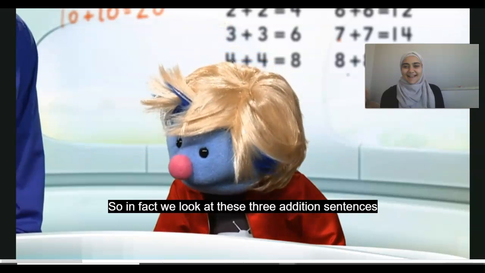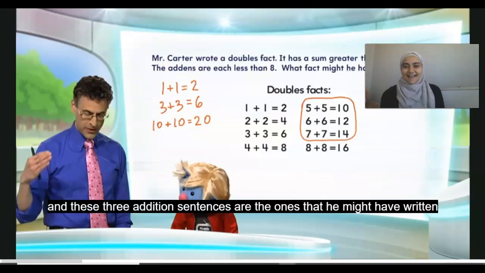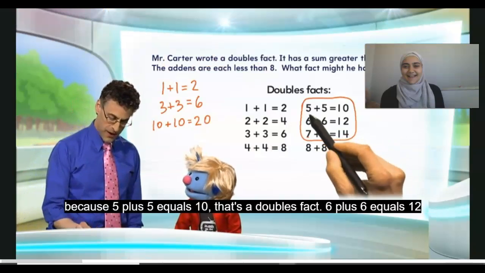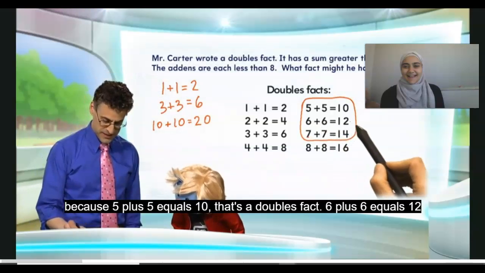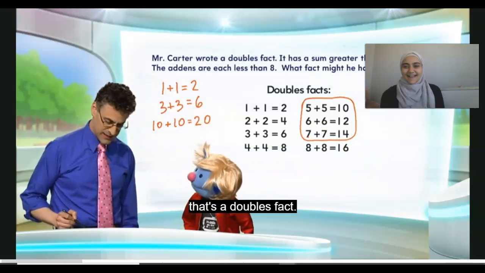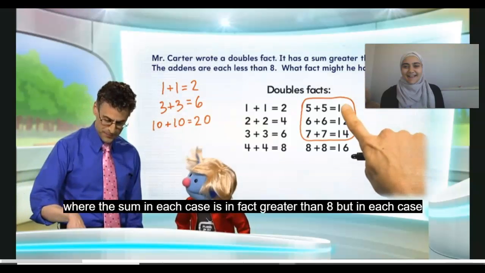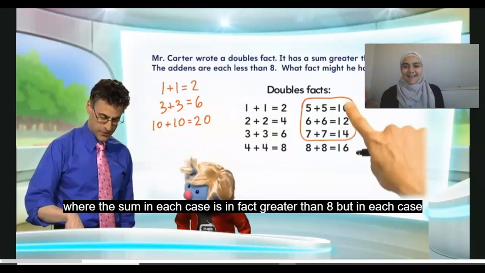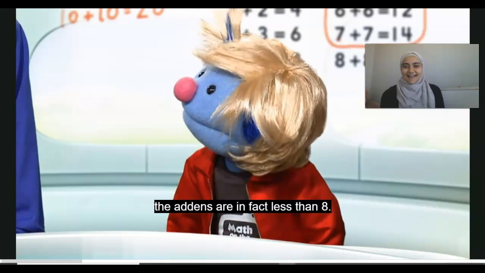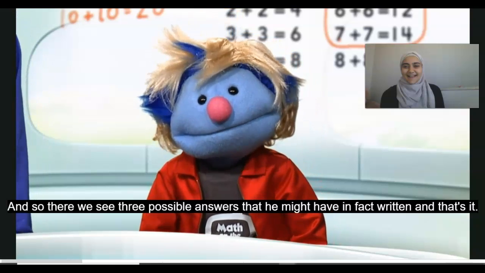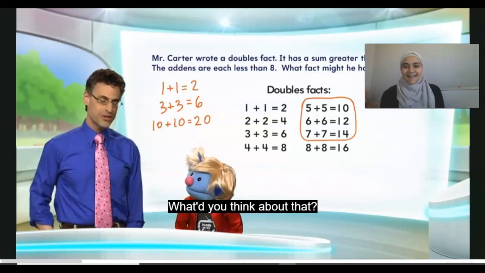So in fact, we look at these 3 addition sentences. And these 3 addition sentences are the ones that he might have written, because 5 plus 5 equals 10. That's a doubles fact. 6 plus 6 equals 12. That's a doubles fact. And 7 plus 7 equals 14. That's a doubles fact, where the sum in each case is in fact greater than 8, but in each case the add-ins are in fact less than 8. And so there we see 3 possible answers that he might have in fact written. And that's it. What do you think about that?